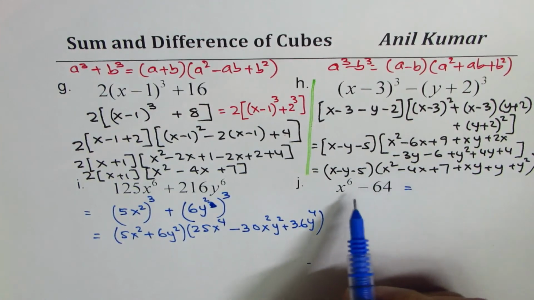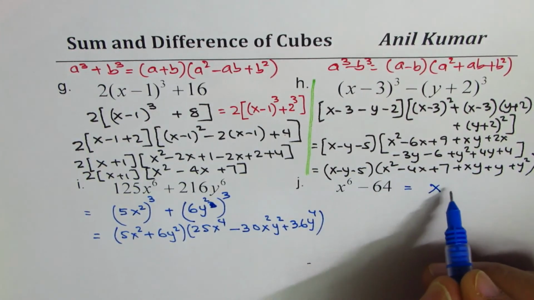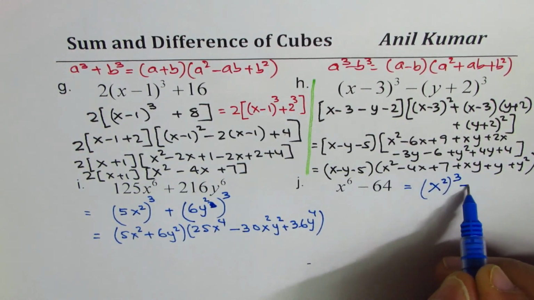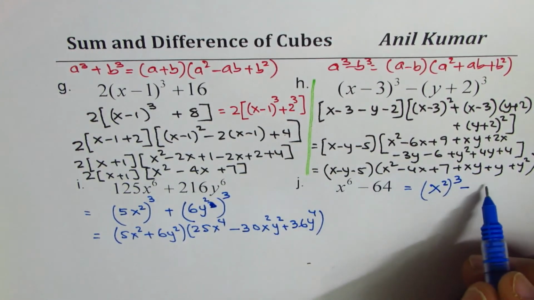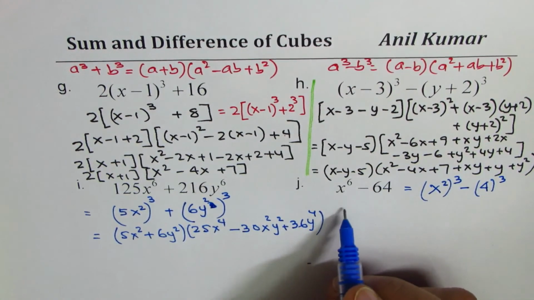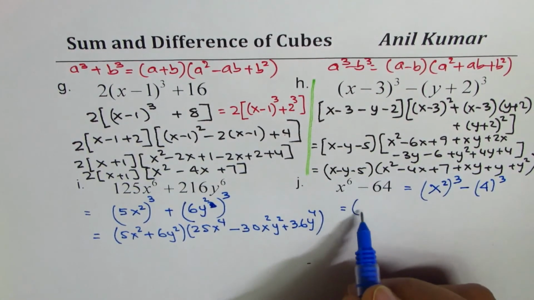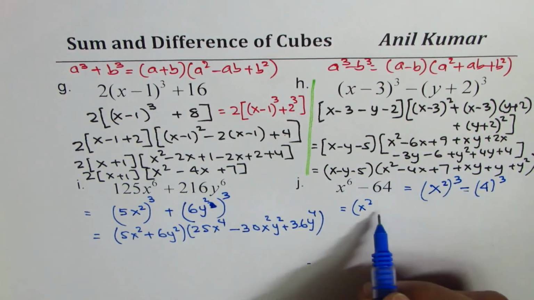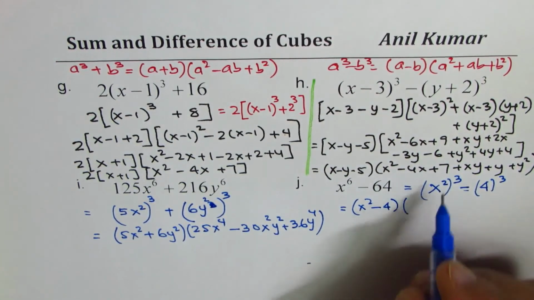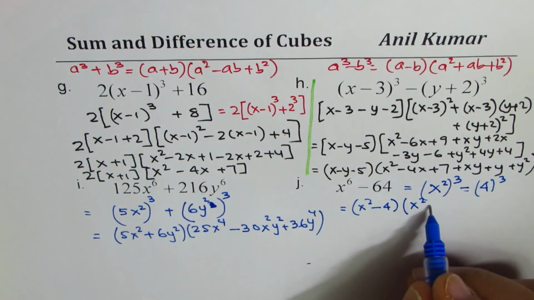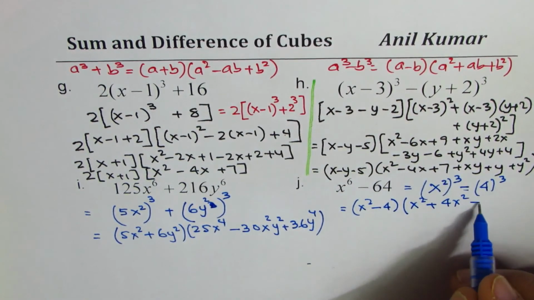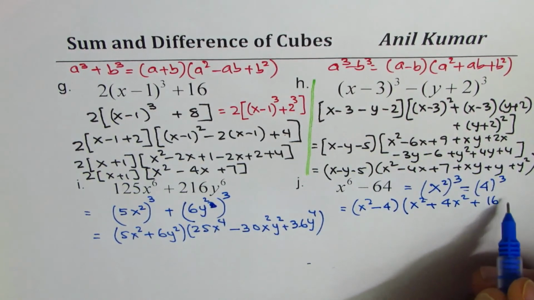I could write this as (x square) cube minus 4 cube, right? 4 is 2 square. Remember that. 4 is 2 square. Okay, so we could write this as (x square minus 4) times (x to the power of 4 plus 4x square plus 4 square, which is 16), right?